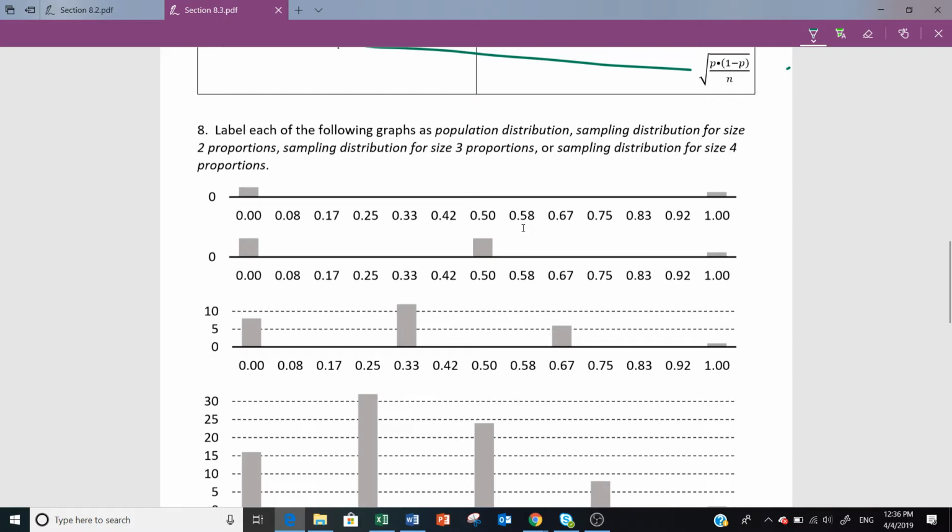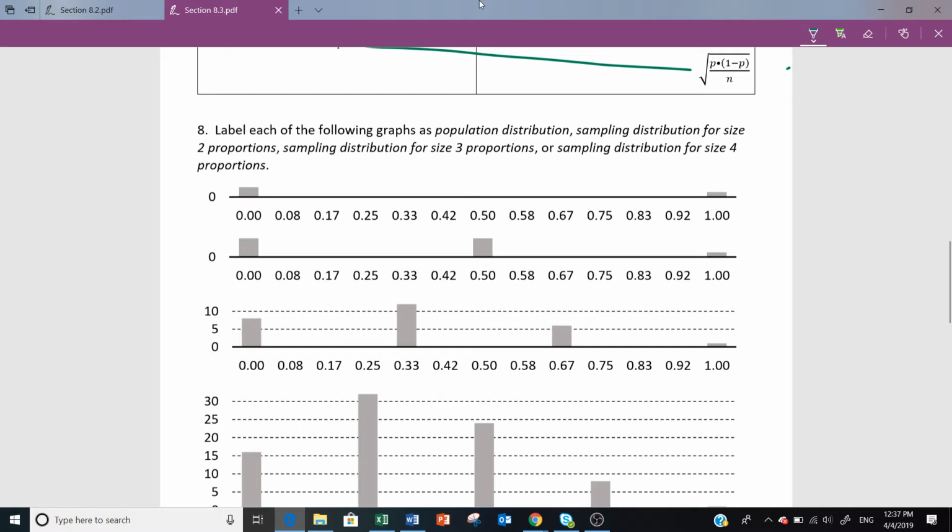My question is for you. Is this size 3? Oh, so this is just size 3. Oh, this one's called population. Yeah, size 1 is the same thing as population. So which one is it? It would be the second. Exactly.